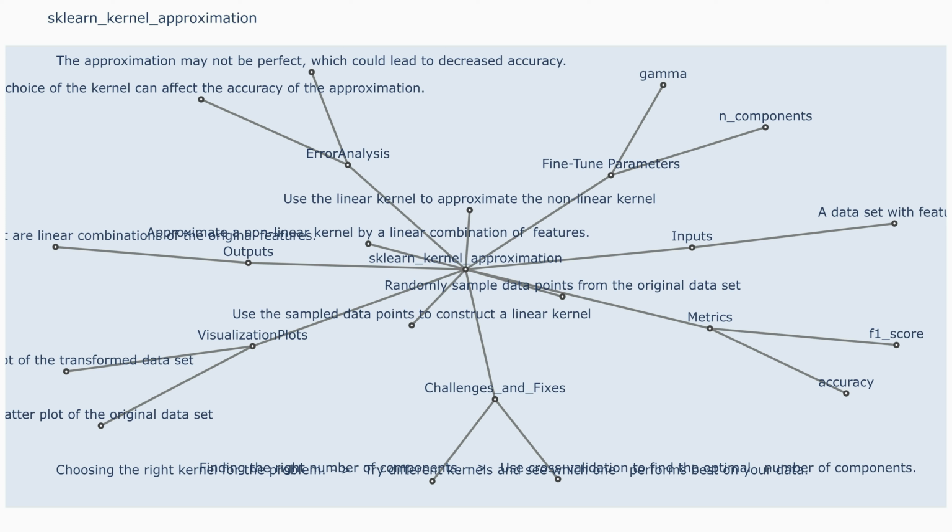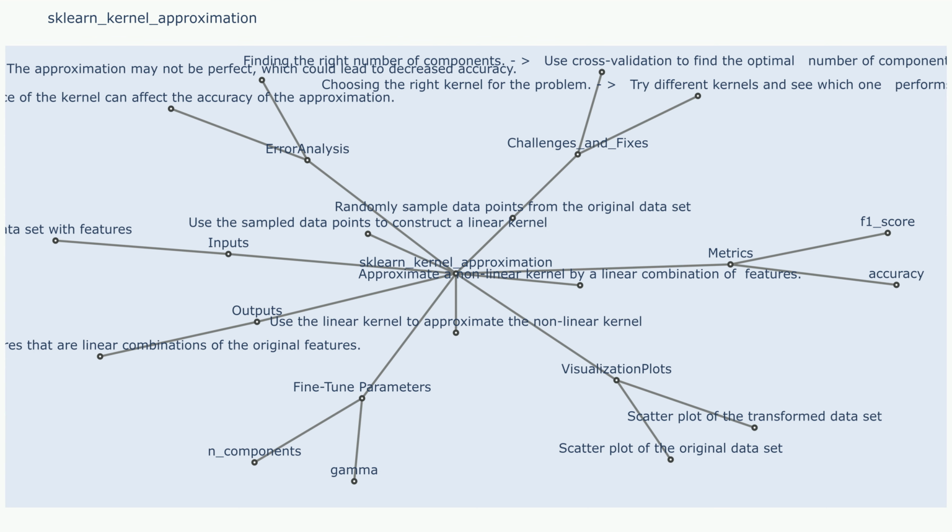sklearn kernel approximation. Description: Kernel approximation methods are used to approximate the nonlinear mapping of data into a higher dimensional feature space that is often used in kernel methods like support vector machines (SVMs). This approximation makes it possible to use kernel methods efficiently on large data sets.